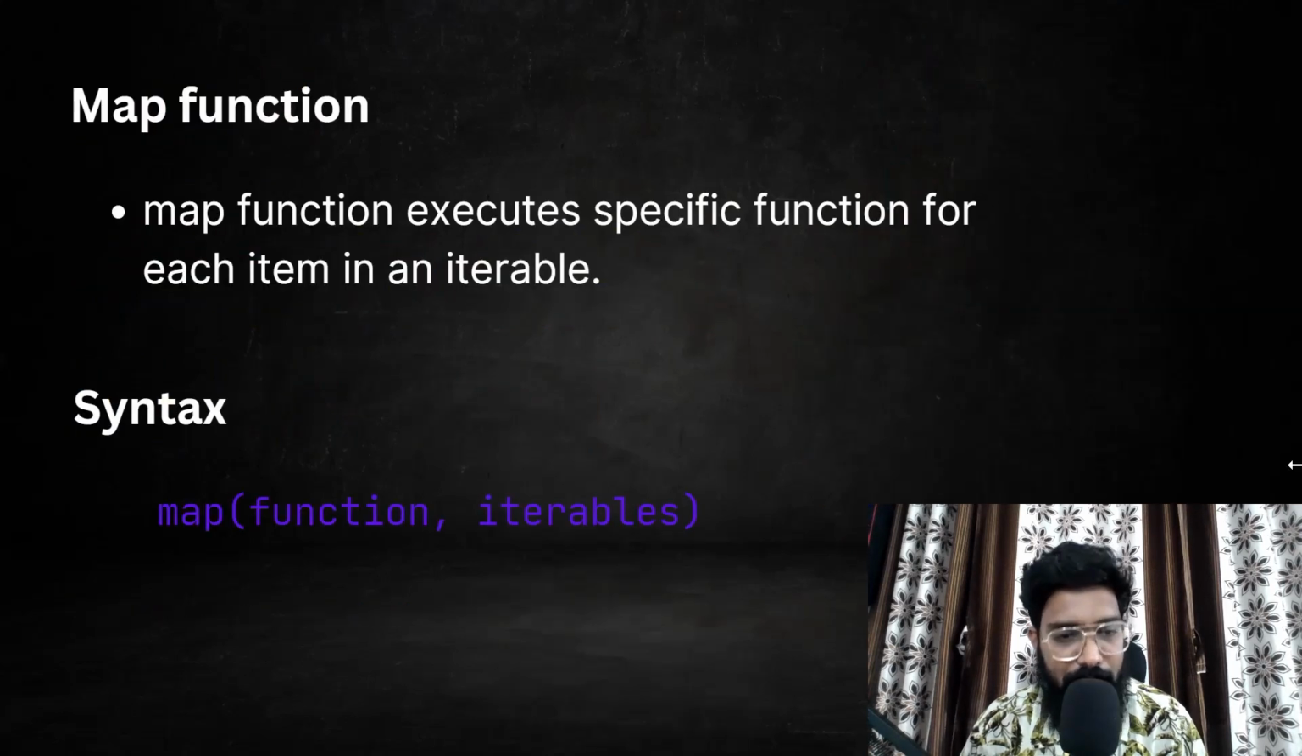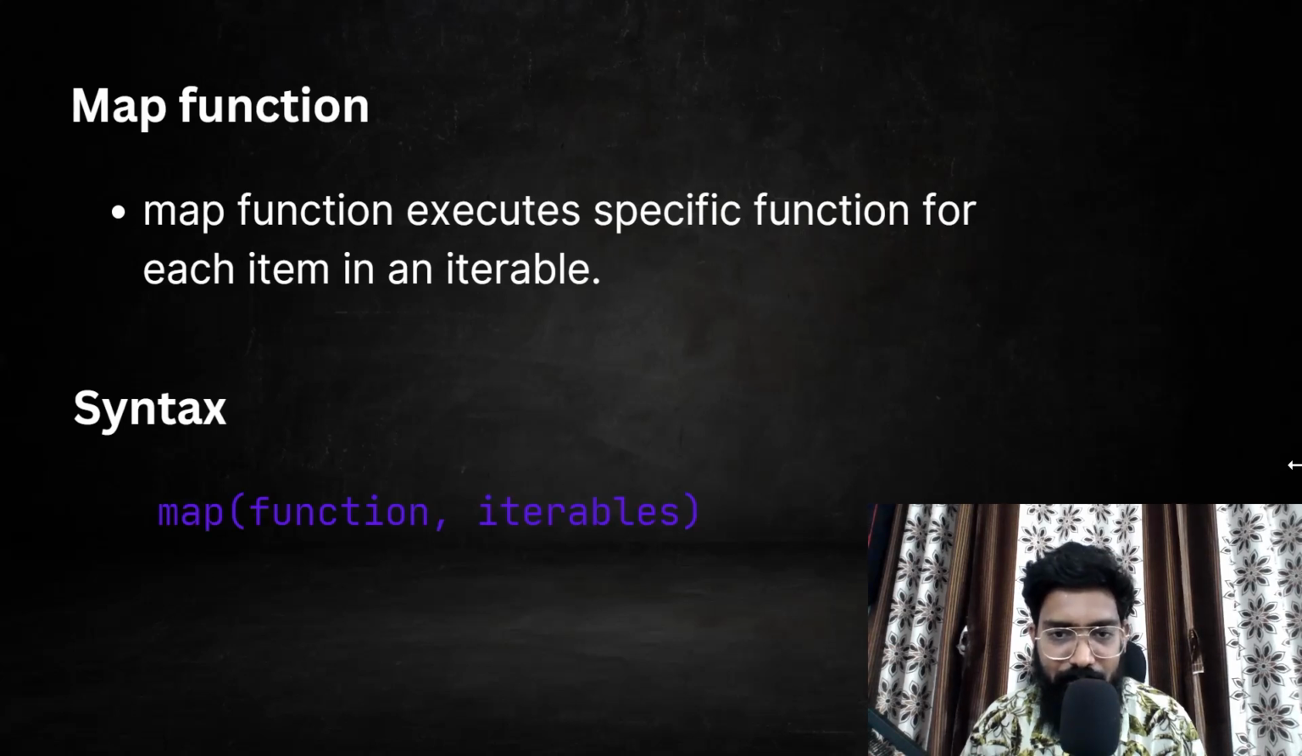Today we are going to discuss the map function in Python. Map is a built-in function which takes two arguments. One is a function and the second one is iterables. The function can be built-in or user-defined. Iterable items can be list, tuple, dictionary and set.